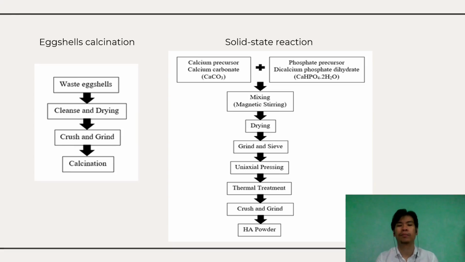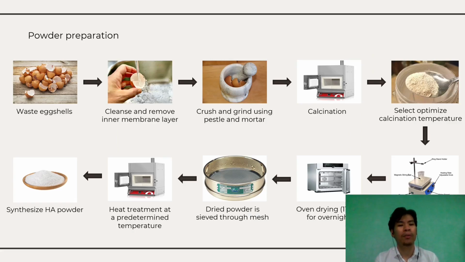Methodology of the project. This is the flowchart of the powder preparation process that consists of eggshell calcination and solid-state reaction. The powder preparation process will be started with collecting eggshells as waste from the nearest cafe to save cost. The eggshell then will be cleansed thoroughly to remove any dirt and inner membrane layer. It will be crushed and ground to form fine powder by using pestle and mortar.